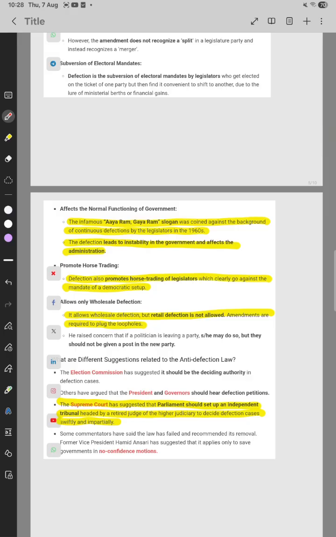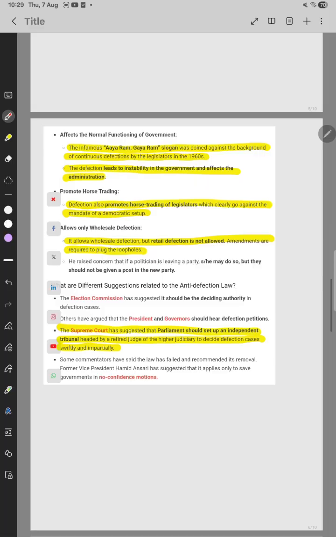Amendments are required to plug the loopholes. Different suggestions related to the anti-defection law: the Election Commission has suggested it should be the deciding authority in defection cases. Others have argued that the President and governors should hear defection petitions. The Supreme Court has suggested that Parliament should set up an independent tribunal headed by a retired judge of the higher judiciary to decide defection cases swiftly and impartially.